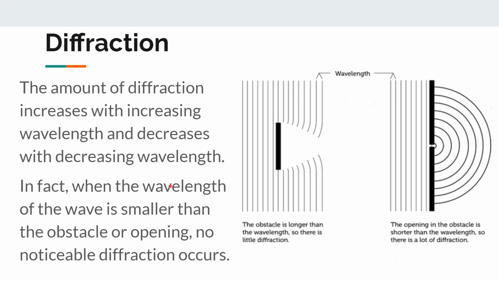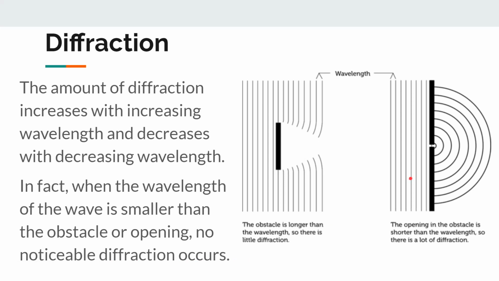And here's what I mean by that. You can see here visual examples of this, but if you read it, it says the amount of diffraction increases with increasing wavelength and decreases with decreasing wavelength. I didn't really show you that so much. These waves have pretty much the same wavelength, but in fact, when the wavelength of the wave is smaller than the obstacle or opening, no noticeable diffraction occurs.